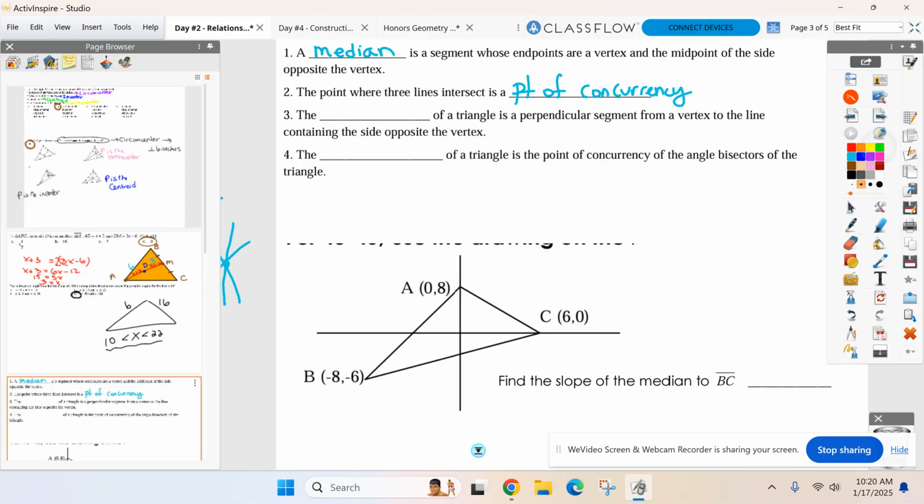All right, let's keep grinding away here. The what of a triangle is the perpendicular segment from the vertex to the opposite side? That's called an altitude. That is an altitude, perpendicular to the opposite side. And what is the point of concurrency for the angle bisectors? That would be the incenter.